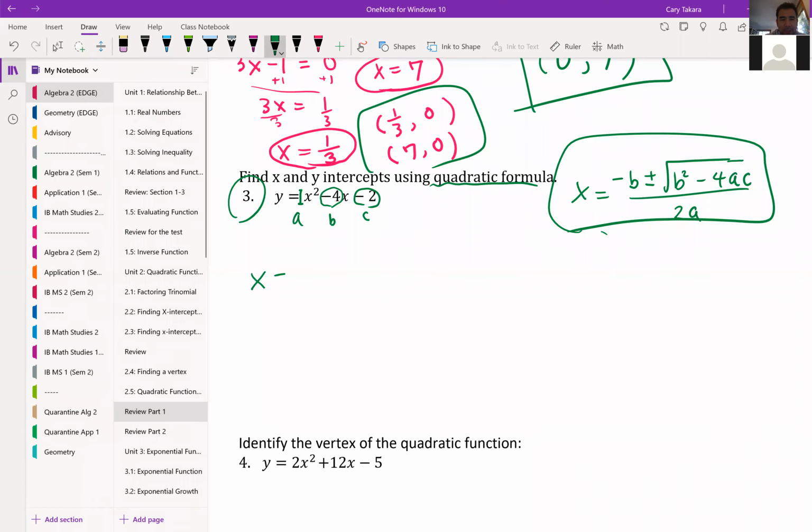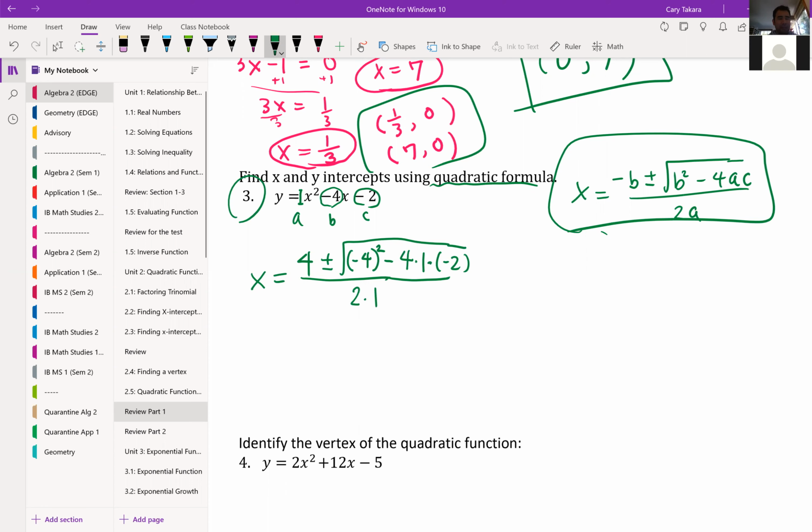So let's apply that. The opposite of b: b is already negative 4, so the opposite will be positive 4. So the first entry should be positive 4 plus or minus the square root of b squared. Now, b is negative 4, right? So negative 4 squared minus 4ac, over 2 times 1.